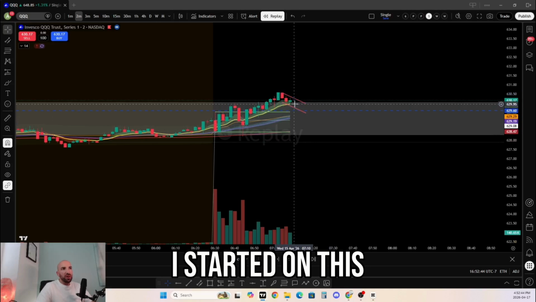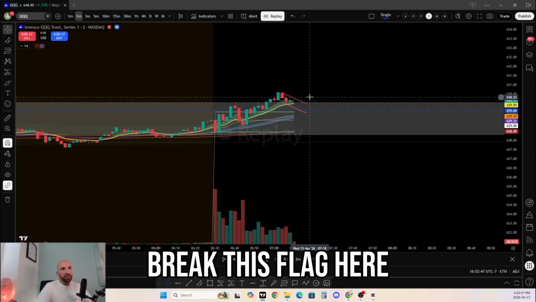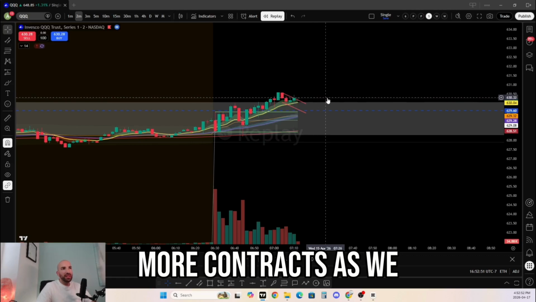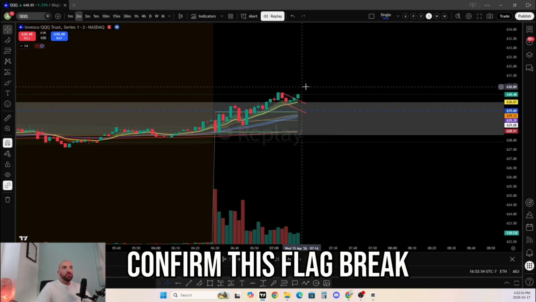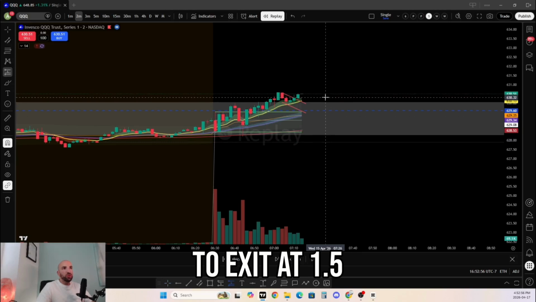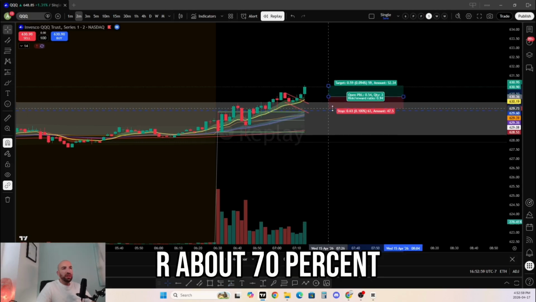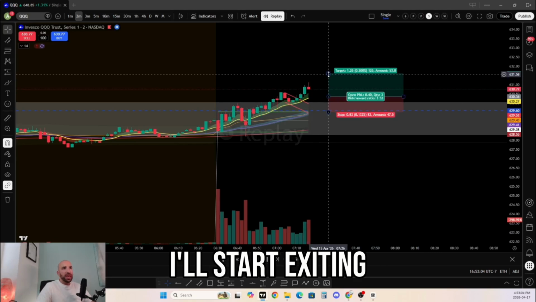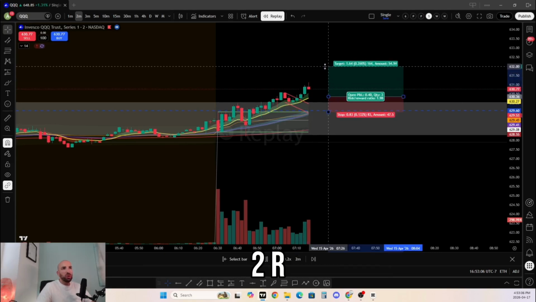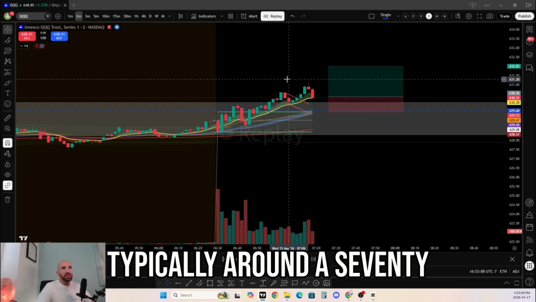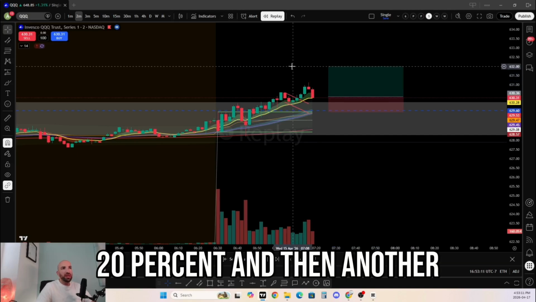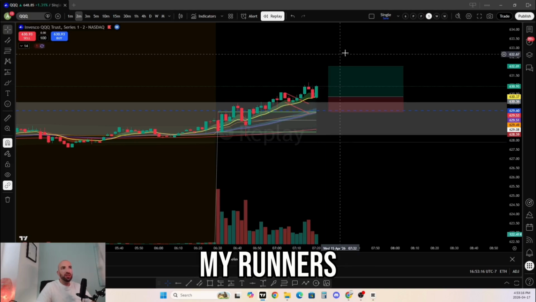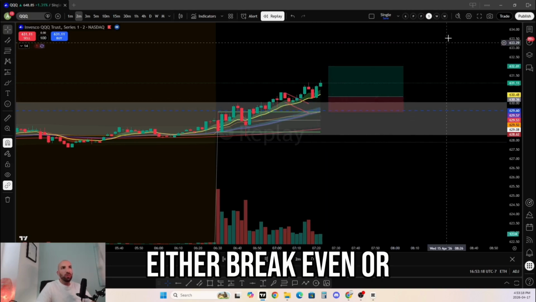You'll see here I started on this flag break. As soon as we break this flag, I started on my contracts, and then I added more contracts as we confirm this flag break. Now, I typically want to exit at 1.5 R, about 70% of my position. Around here, I'll start exiting. The next point will be around 2R, where I'll exit another 20%, and then I'm left with 10% on my runners. I'll let those go to either break even or my next zone up.